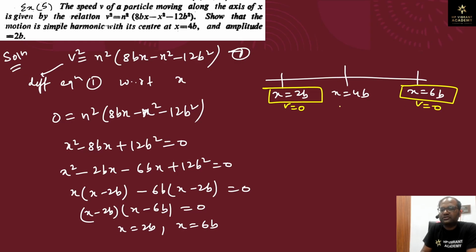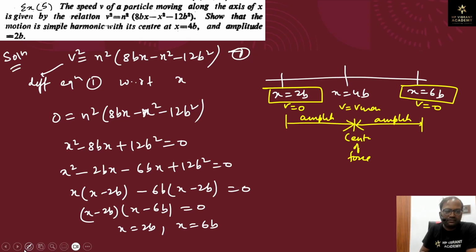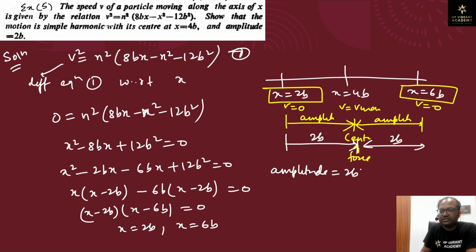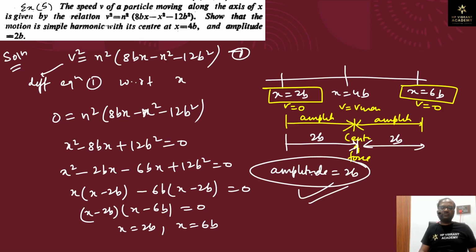Velocity is equal to 0 at these points and velocity is maximum here, at the center. So at points of 0 velocity we have amplitude. So this distance is amplitude. This distance is also amplitude. This is the center of force. So what is this distance? So this distance is 4b minus 2b, that is 2b, and this distance is 2b. So we have amplitude equal to 2b. Okay. So the motion is simple harmonic with center at x equal to 4b and amplitude 2b.